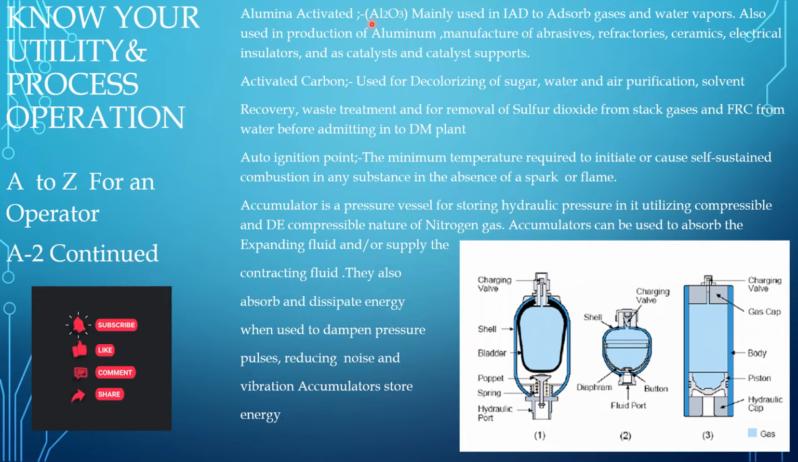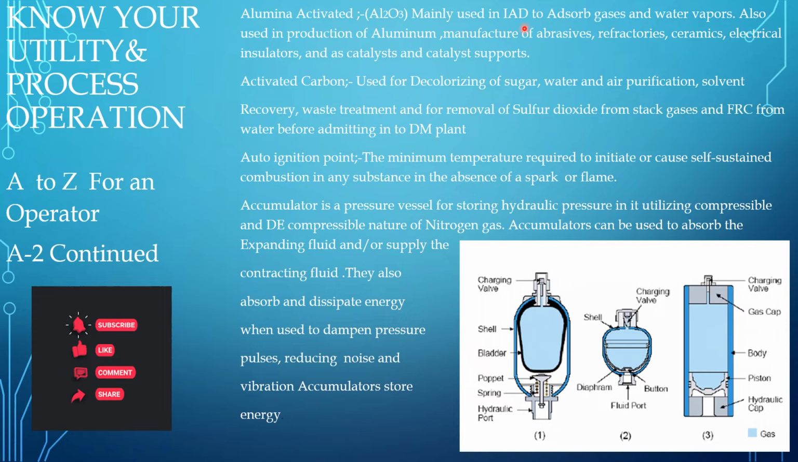Activated alumina Al2O3 is mainly used in instrument dryer to absorb gases and water vapors. Also, it is used in production of aluminium, manufacture of abrasives, refractories, ceramic synthesis, electrical insulators, and as catalyst and catalytic supports.